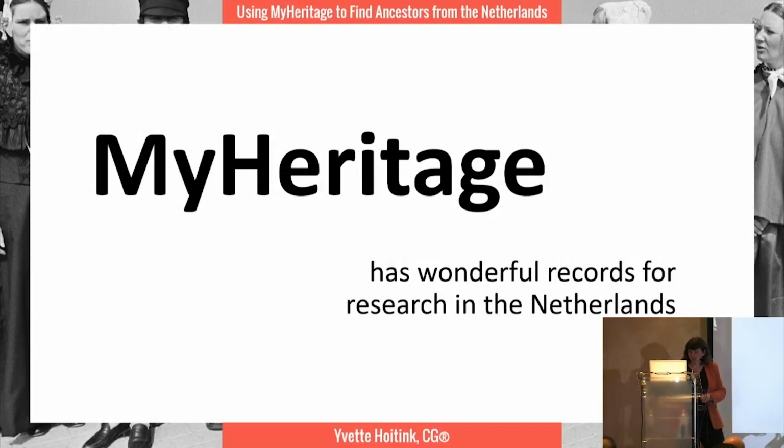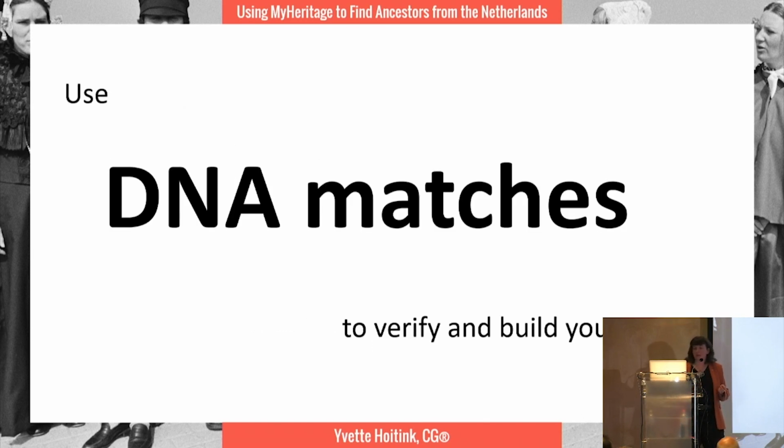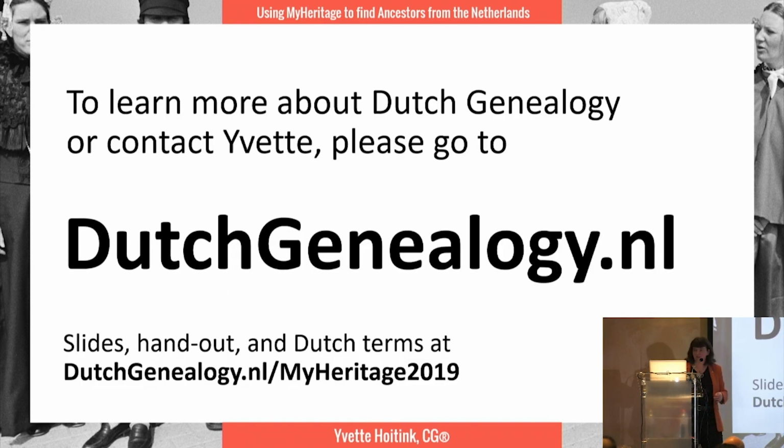Okay, to conclude, MyHeritage has wonderful records for Dutch research. Whenever possible, you want to verify the information you find in trees and indexes using original records. And you even want to verify information from original records using other original records to see if they're consistent, because any one record can be off. You can use your DNA matches to verify and build your tree. And if you do this, and you persevere, and you learn the script and the language, you can trace most Dutch lines back to the 1600s or earlier. So that's pretty good. Thank you for your attention.